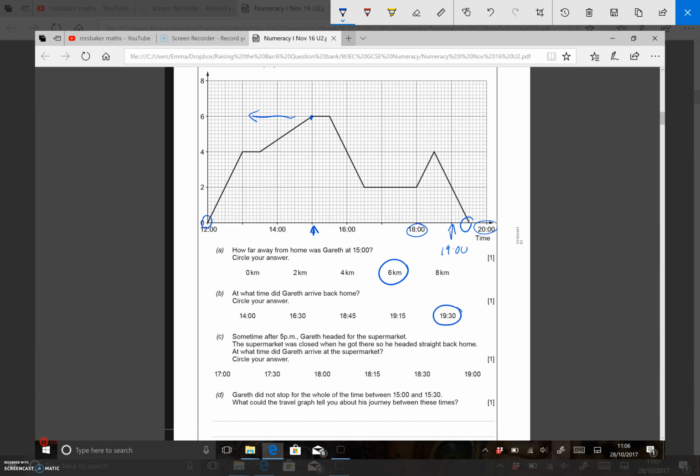Sometime after 5 p.m, Gareth headed for the supermarket. The supermarket was closed when he got there, so he headed straight back home. So 5 p.m. is going to be here. I would say that here he is, 2 kilometers from his home. He's still 2 kilometers from his home here, so he's not necessarily going anywhere. And then he heads to the supermarket, and then he goes home.